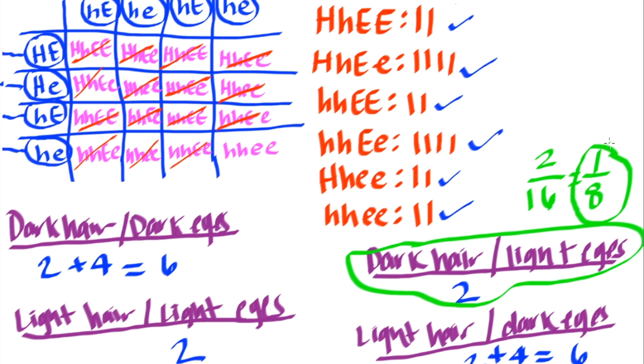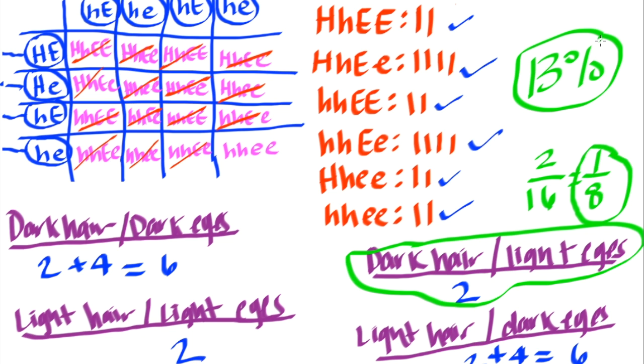So maybe we should toss this into a calculator and give us a percentage. So we have a percent here. Sometimes it's easier to think about probabilities when you think about percentages. So that's about 13% chance. So the couple has a 13% chance of having a child with dark hair and light eyes.